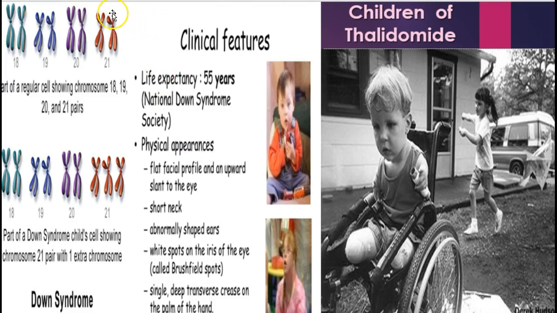And the genetics of Down syndrome, as you learn in your genetics: part of a regular cell showing chromosomes 18, 19, 20, and 21. These are normal. But in the Down syndrome child, you have part of a Down syndrome cell showing the 21st pair of chromosomes with one extra chromosome. Here is that extra chromosome on the 21st pair.